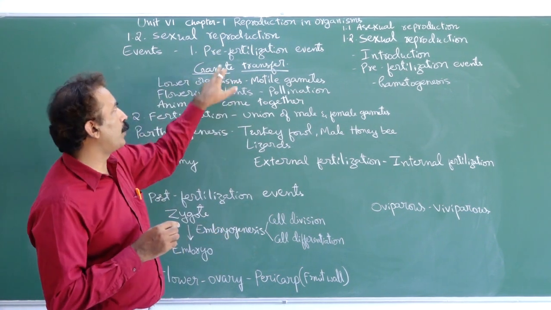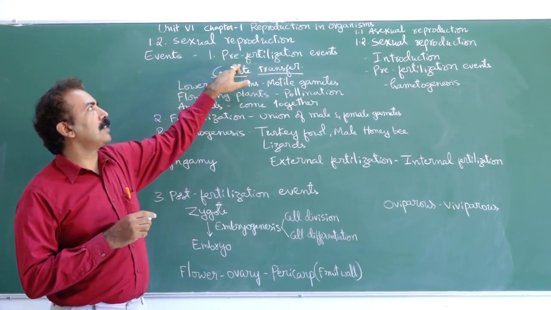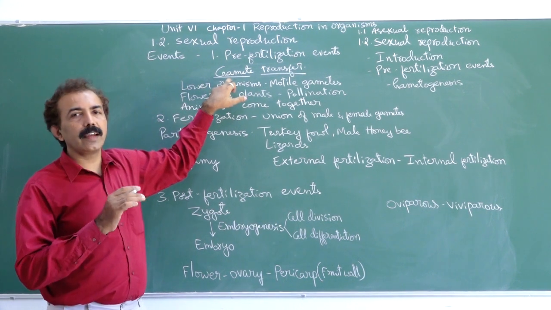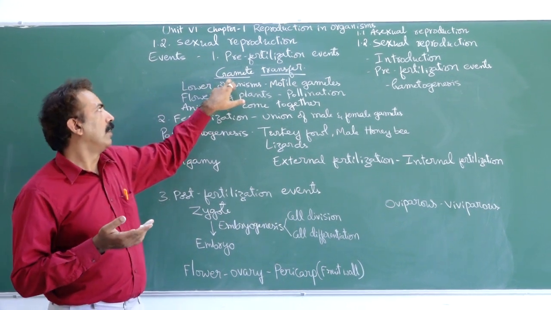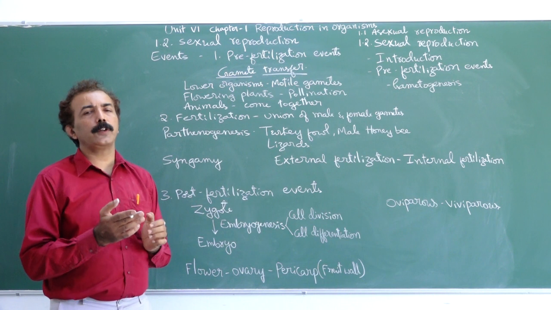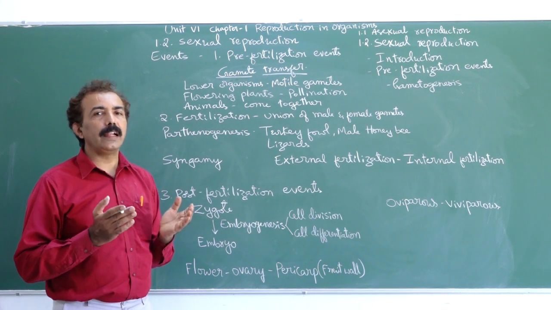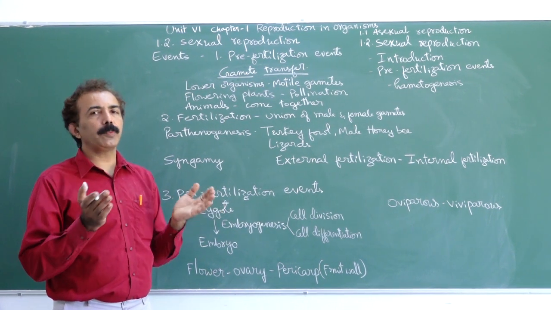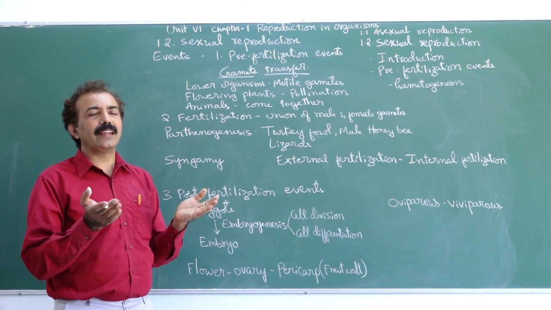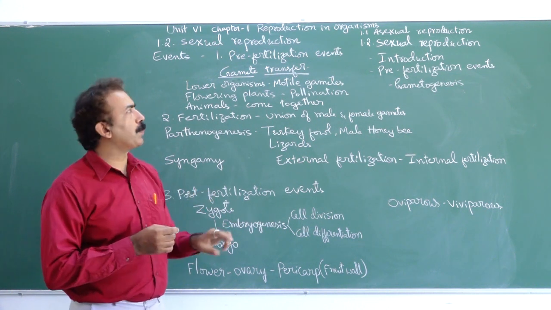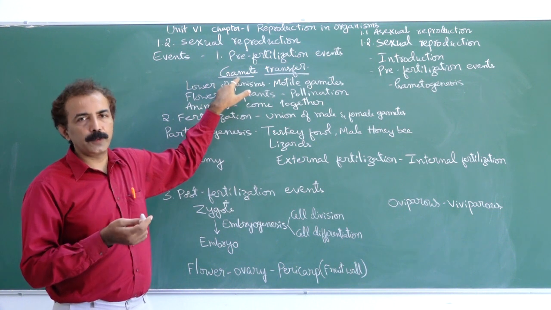Let us continue further. Pre-fertilization events, the second event is gamete transfer. The male and female gametes are produced by male and female individuals. Now they have to be transferred, they are made to reach each other. We call this process gamete transfer.